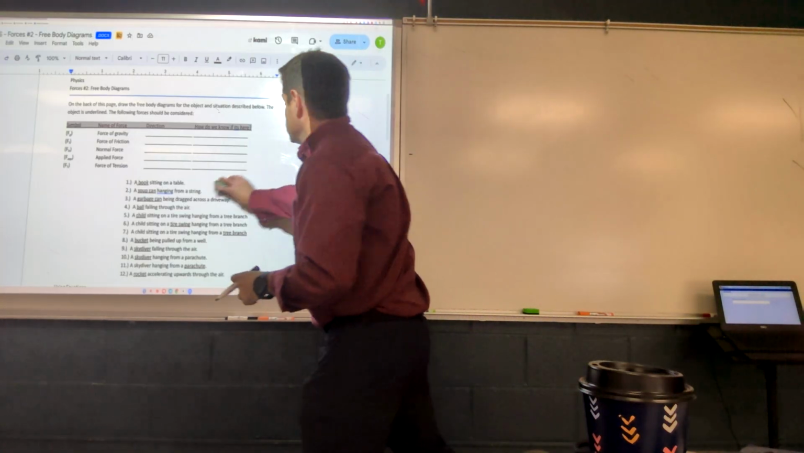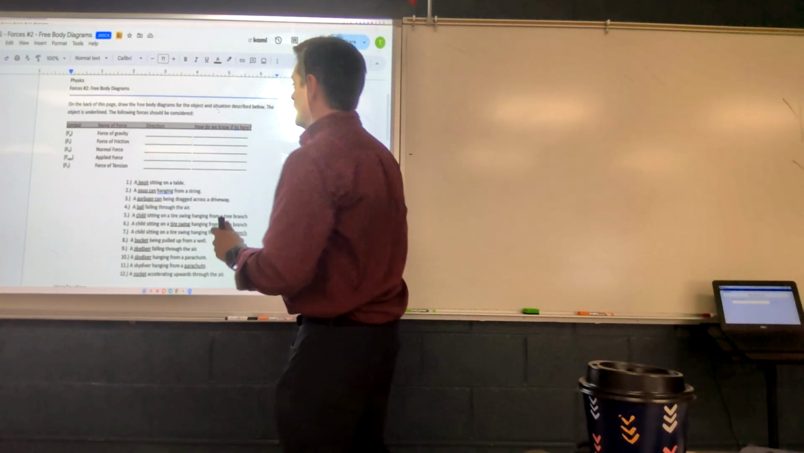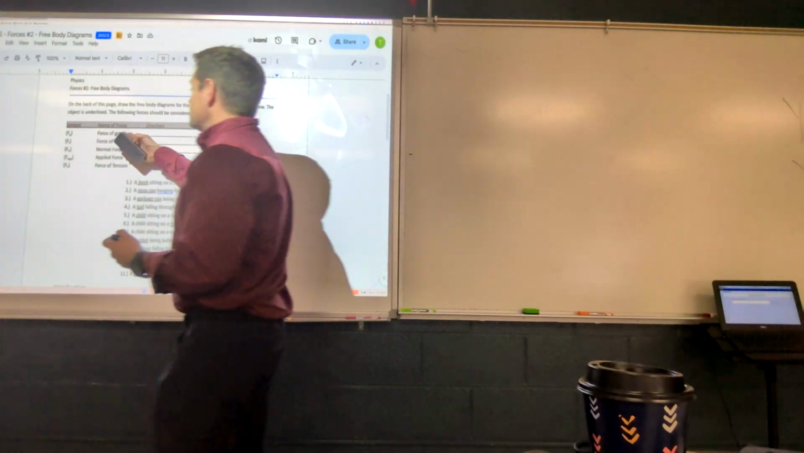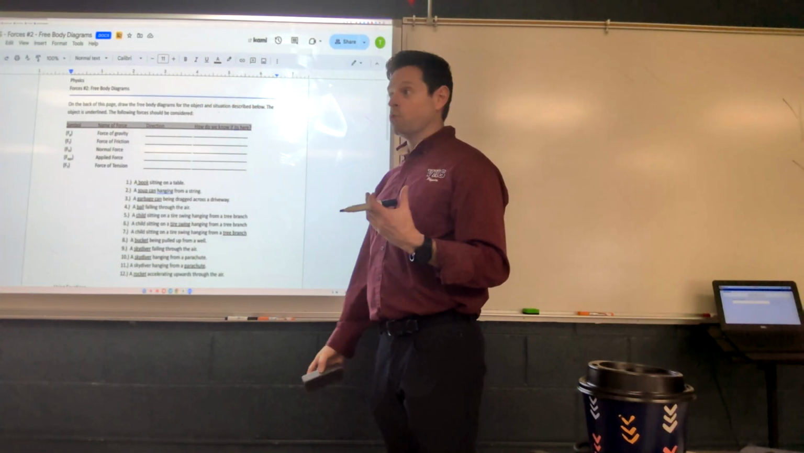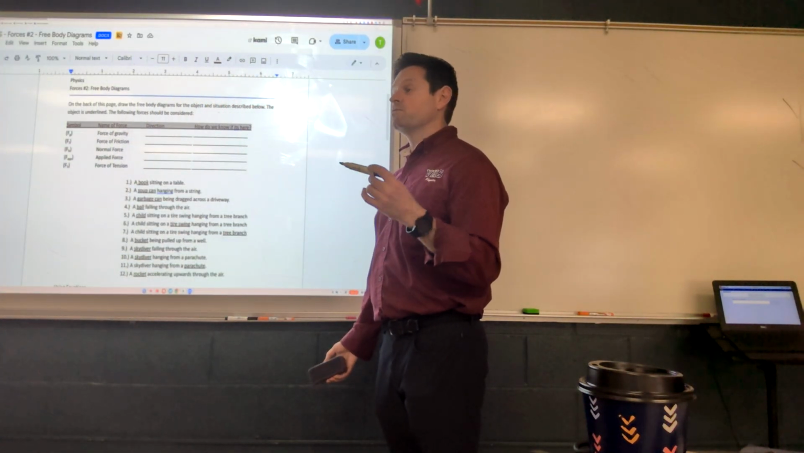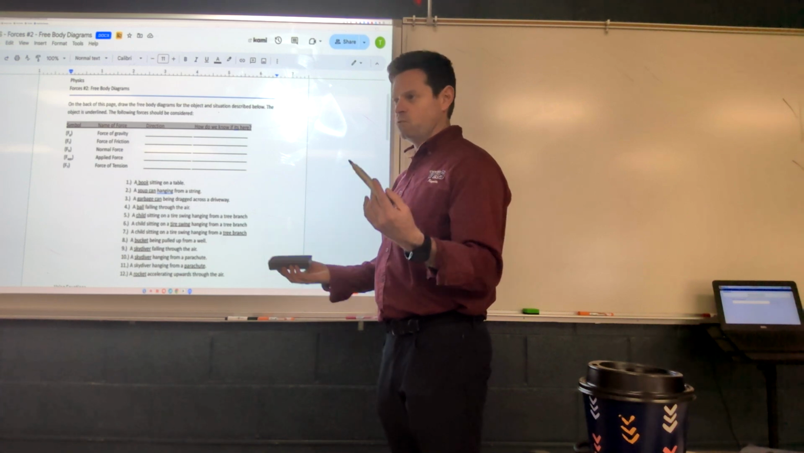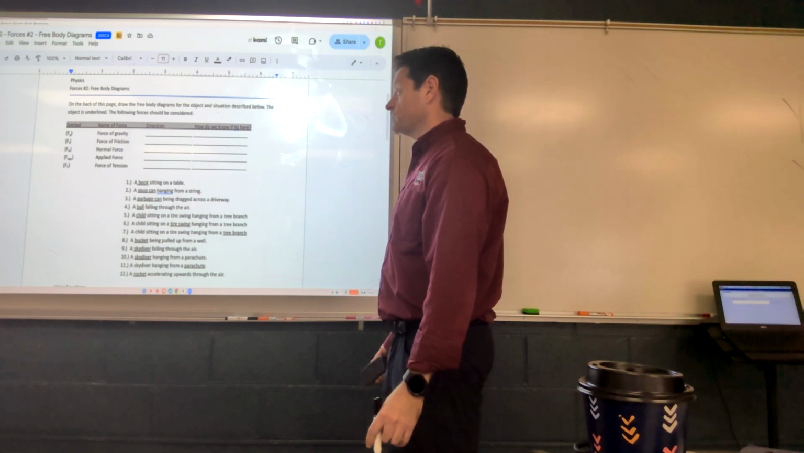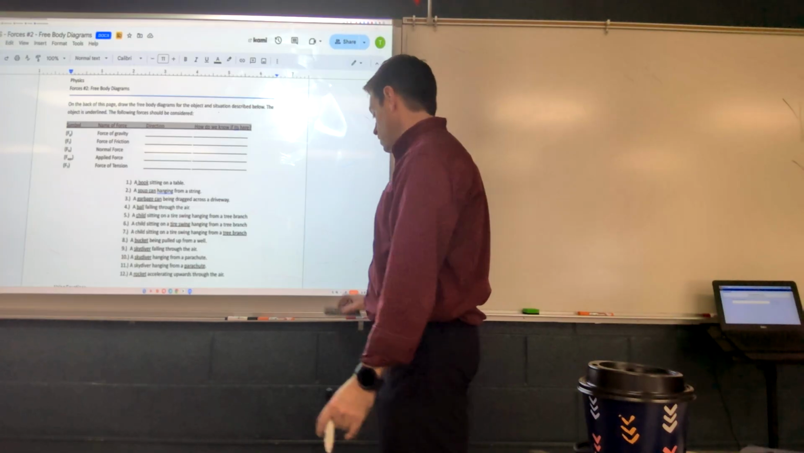But when you make this free body diagram, you have to be able to tell which forces are going to be important forces to deal with. This is not all forces that might be important in the world, but these are the forces that are important for dealing with these problems. We've got a force of gravity, a force of friction, a normal force, an applied force, and a force of tension.